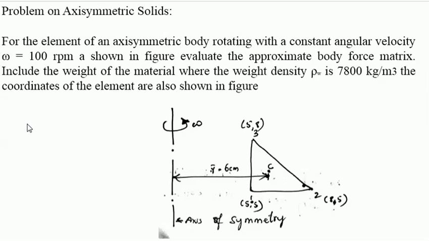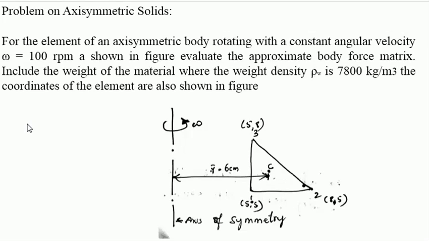So in the figure you can clearly observe there is an axis. This is called the axis of symmetry. So this axis around which the component is rotating and its speed is given as 100 rpm. So the given component is divided into triangular elements. So one such element is taken, and its name is given as C.